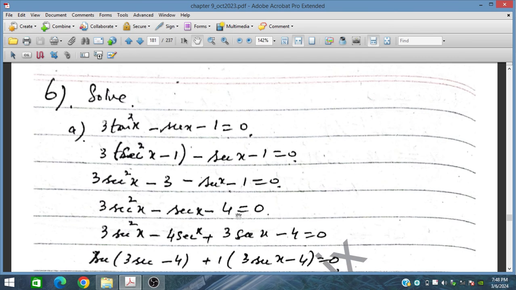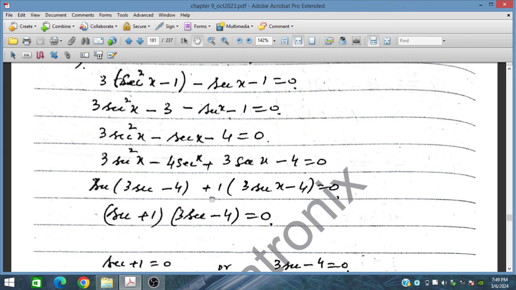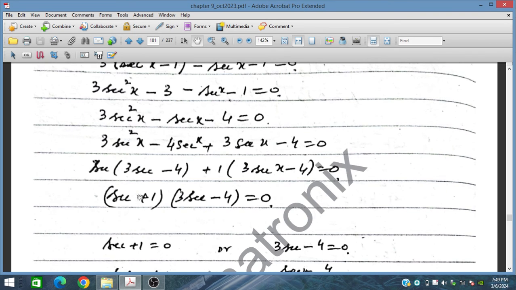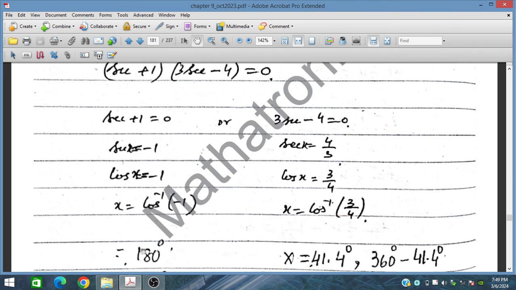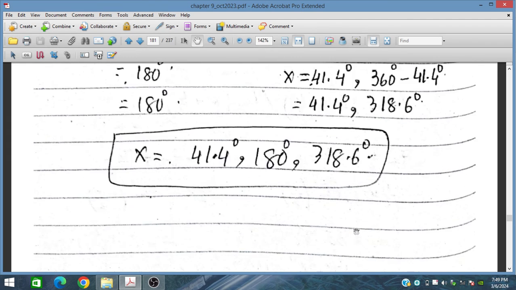Now question number 6, we have 3 tangent square x minus secant x minus 1 equal to 0. So in place of this tangent square, secant square x minus 1 can be placed here. So by manipulation and simplification, we obtain 3 secant square x minus secant x minus 4 equal to 0. And now we can break the middle term like this, and on factorization we have obtained this. And from this factor or this factor we have these solutions. So the total solution is this, which is very, very important.